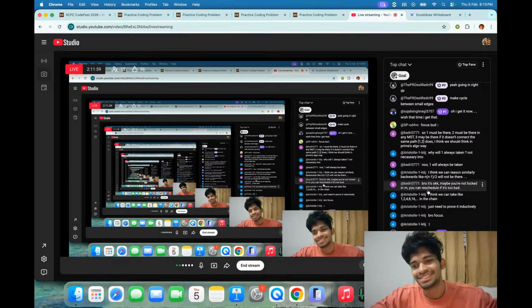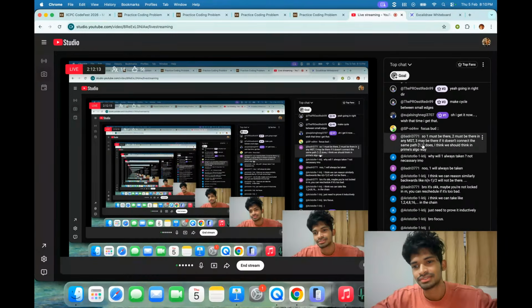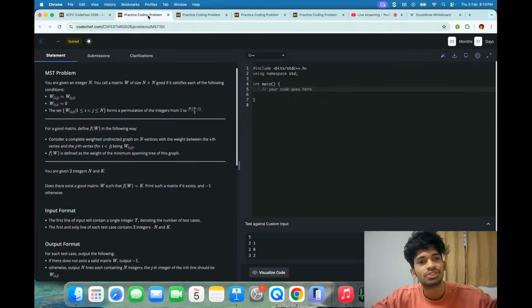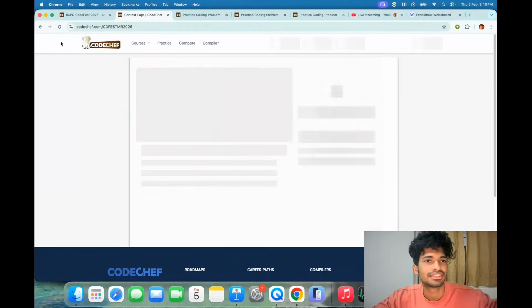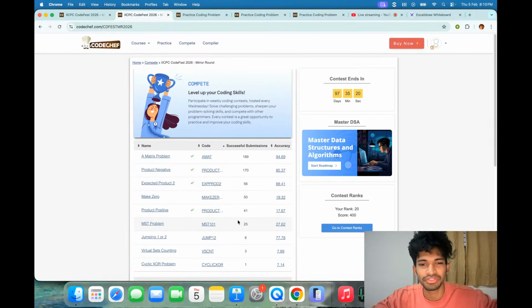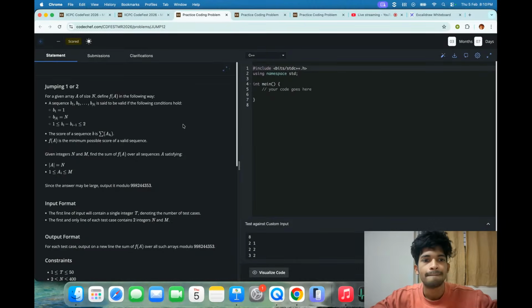I'm not able to do it, guys. Should I go for some easy problem at least? I mean, this is not too difficult. It has 25 solves, no? Make zero should be doable.